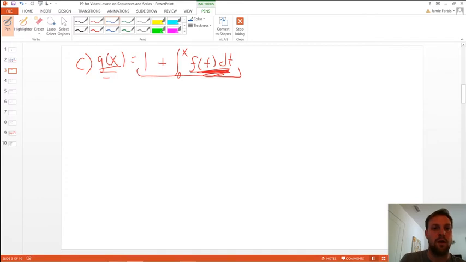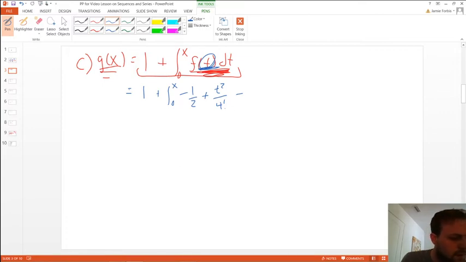So from part A, we know this is going to be equal to 1 plus the integral from 0 to x of, from part A, the Taylor polynomial for f of x, which was negative 1/2 plus, and I'll put t in instead of x, plus t squared over 4 factorial, and then minus t to the 4th over 6 factorial.